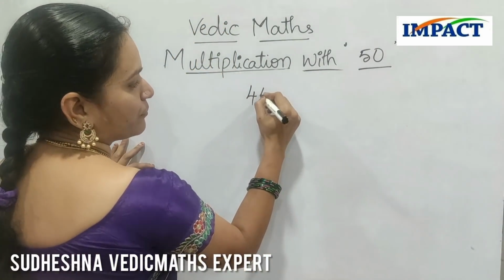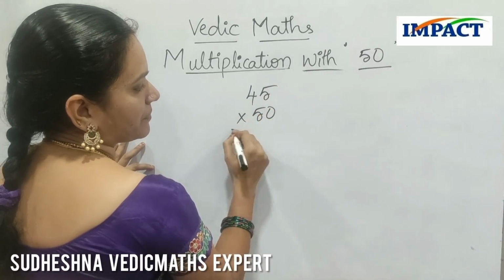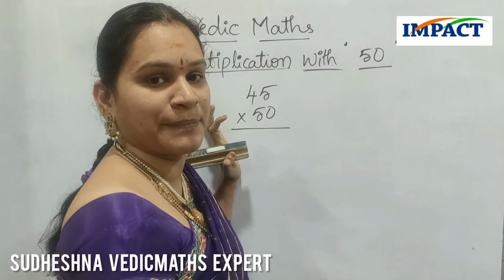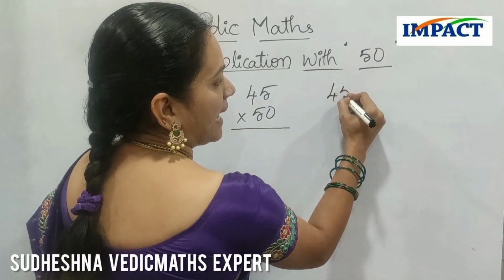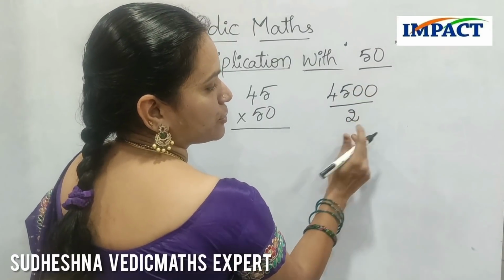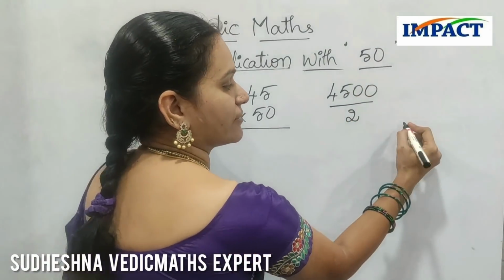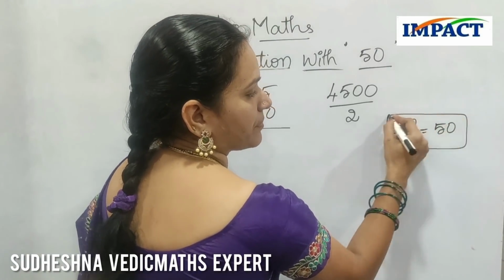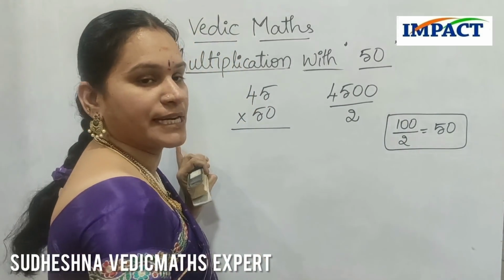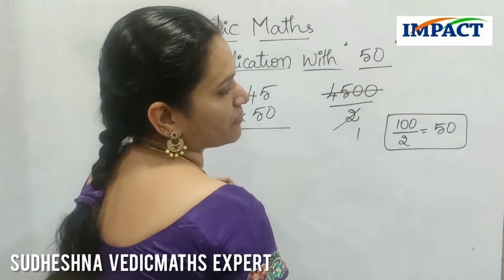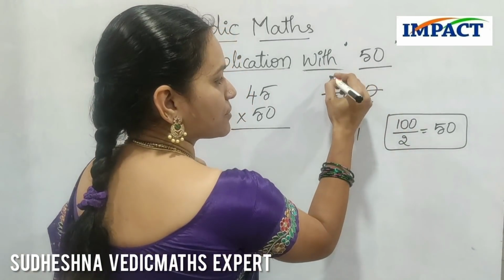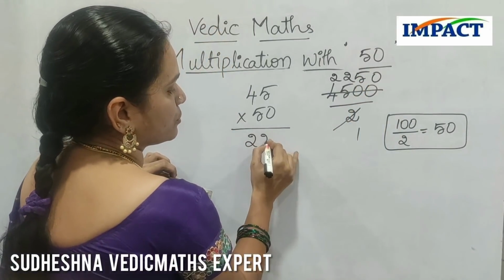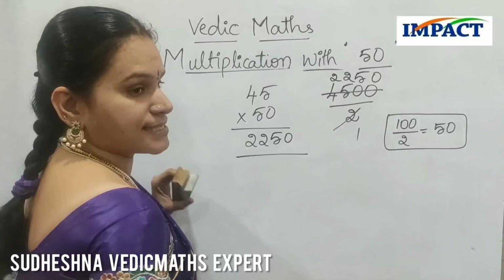I am taking a number 45 into 50. Yes. You may think the 5 table is very easy, right? So this multiplication is also very easy. Add 2 zeros and divide by 2. I think you understood why we are dividing it by 2. Yes, 100 divided by 2 is 50. Yes, the 2 table is a very simple and easy table because that is the first table we are learning, right? 2 1s are 2, 2 2s are 4, 2 2s are 4 and 2 5s are 10, 0. 2250 is the answer. Is it clear?